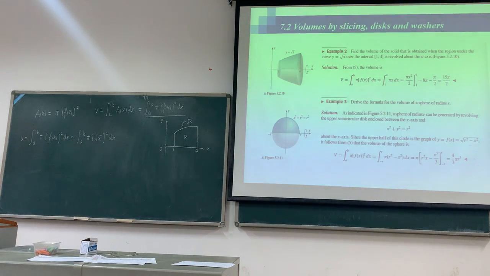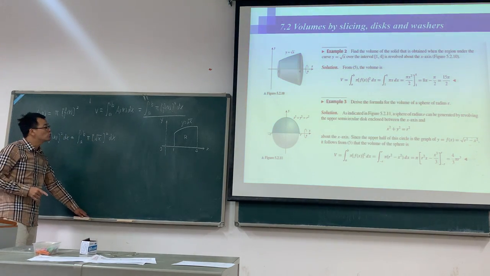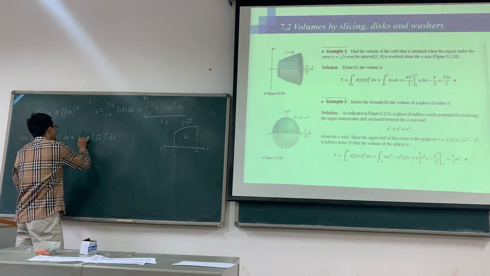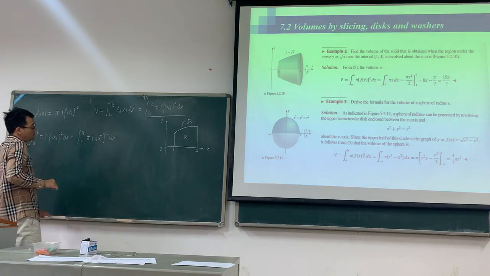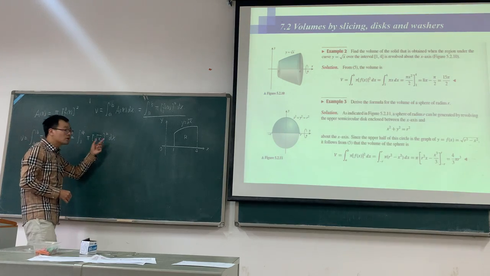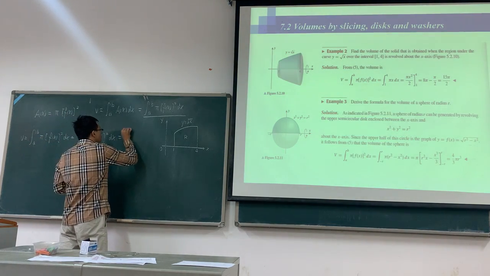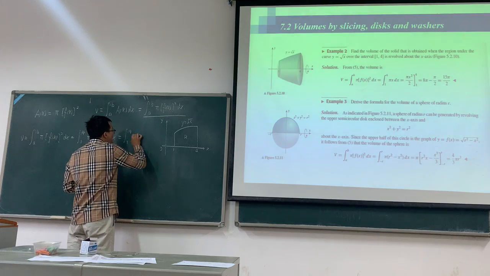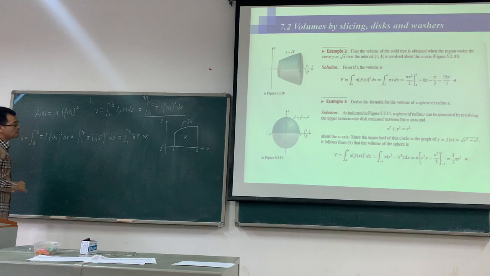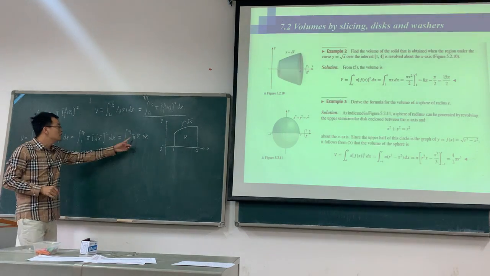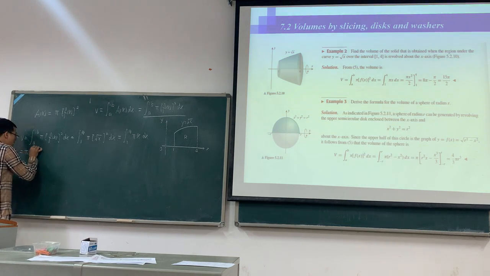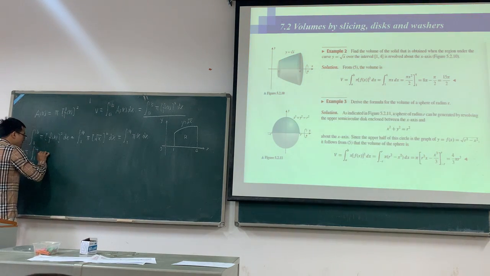Here a equals 1 and b equals 4, so the integral is from 1 to 4. The square root of x squared is x, so we have the integral from 1 to 4 of pi x dx. Pi is a constant that moves through the integral sign, so this equals pi times the integral from 1 to 4 of x dx.